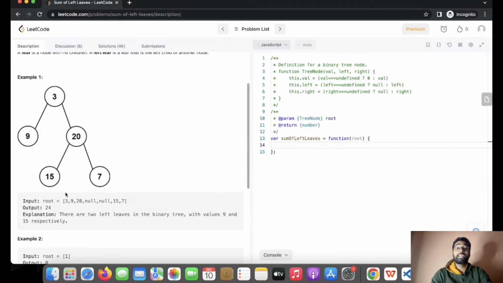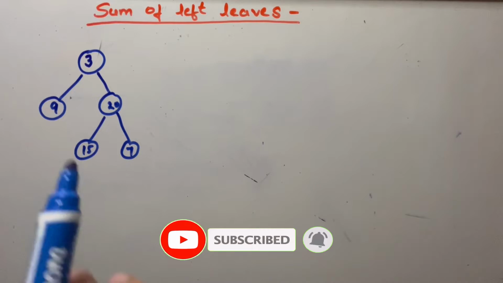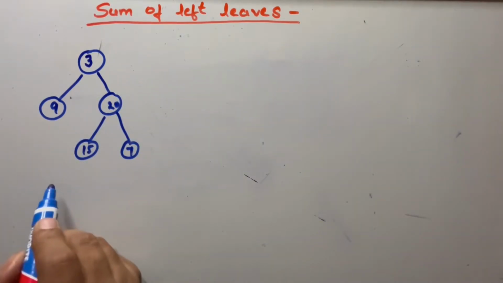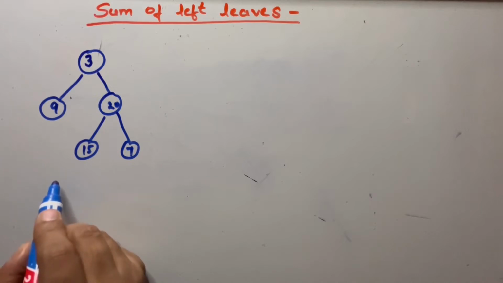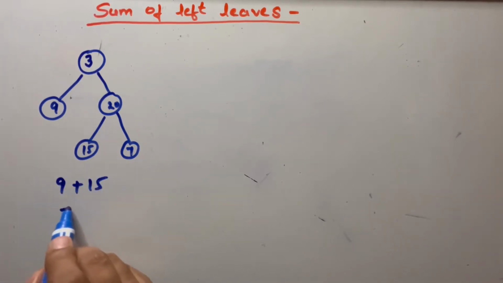So friends, let's understand the dry run first. Let's understand the logic, how we are going to proceed with this particular question, and then we will do the coding. So friends, we have to simply find the sum of left leaves, okay, that we know. Over here we have two left leaves, that are 9 and 15. So the answer should be 24.